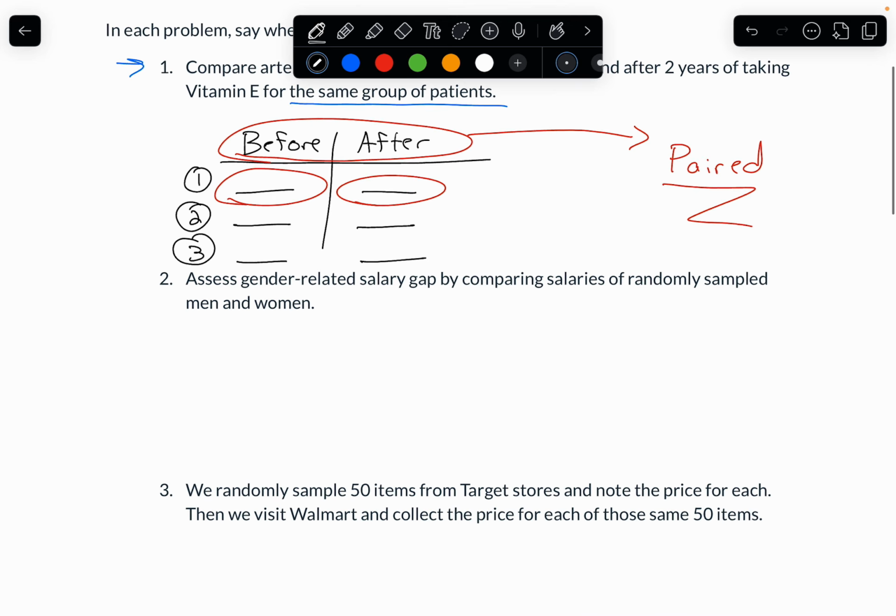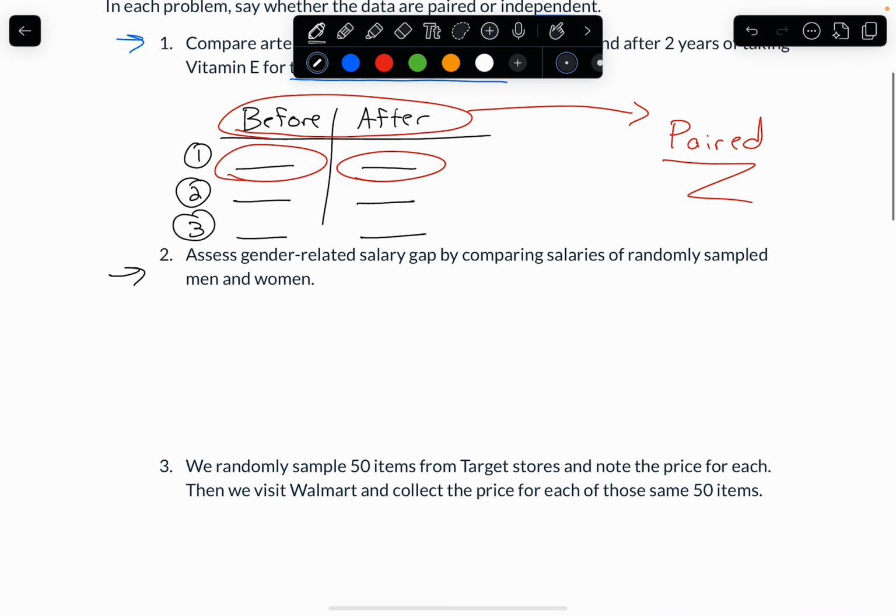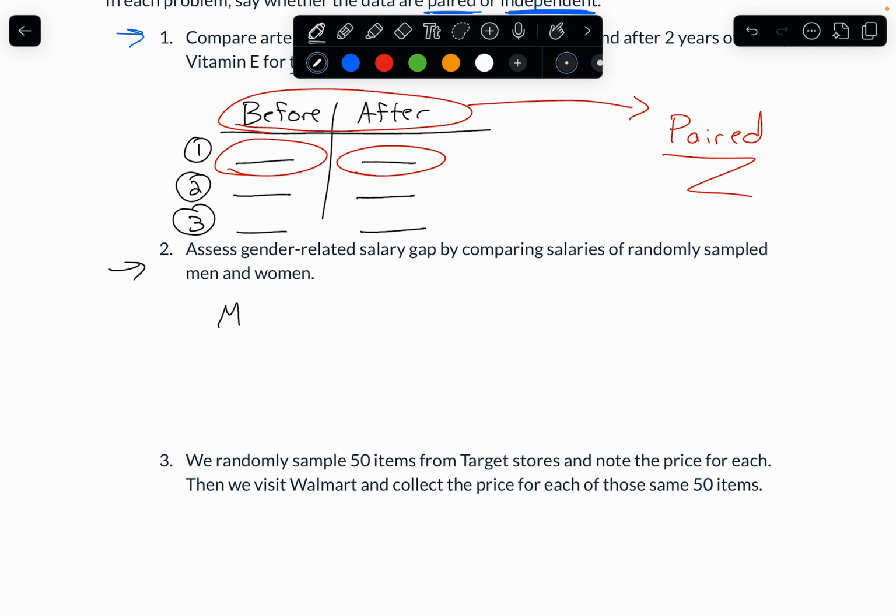So moving on to our second example, it says assess gender-related salary gap by comparing the salaries of randomly sampled men and women. So again, I'm just going to imagine what my data would look like if it was presented to me. Here are the men's salaries and perhaps here are the women's salaries. And I'm going to have a list of men's salaries.